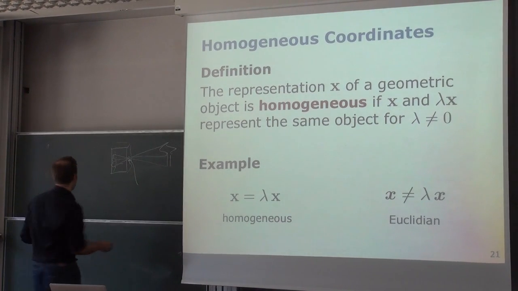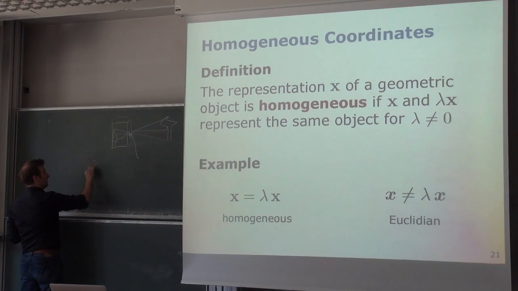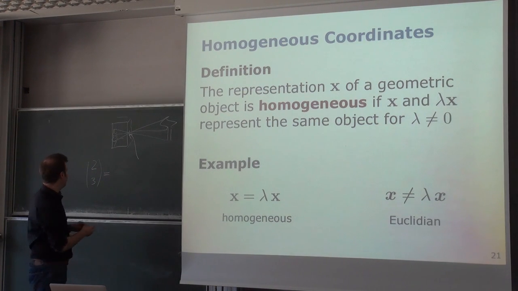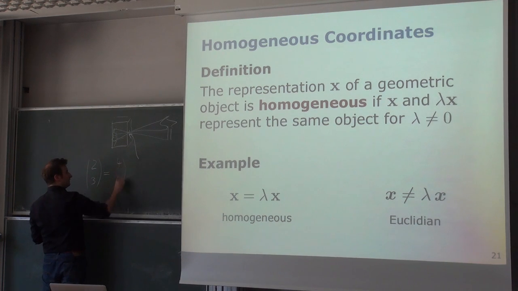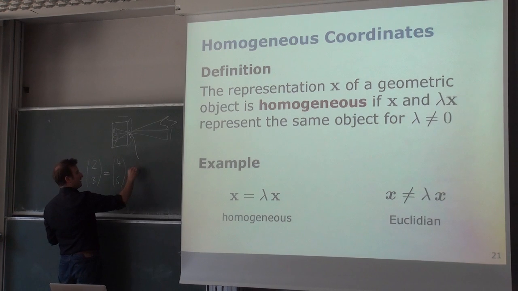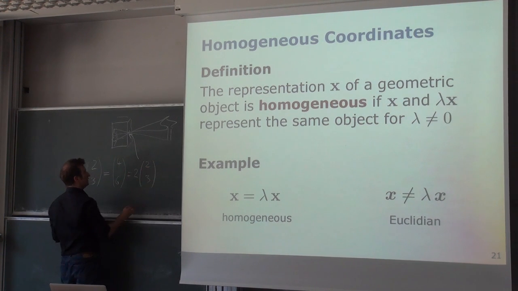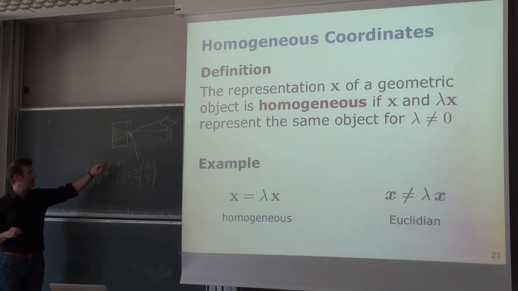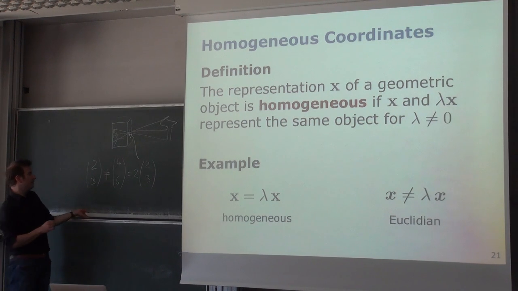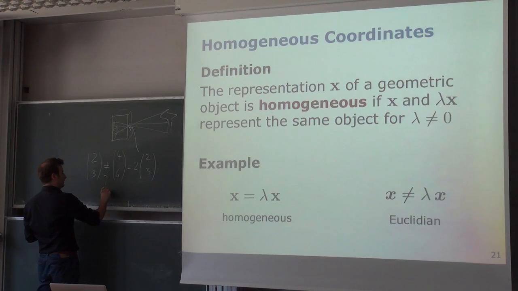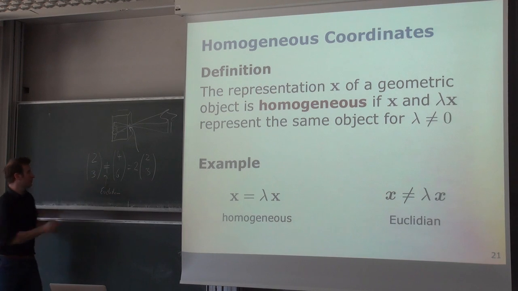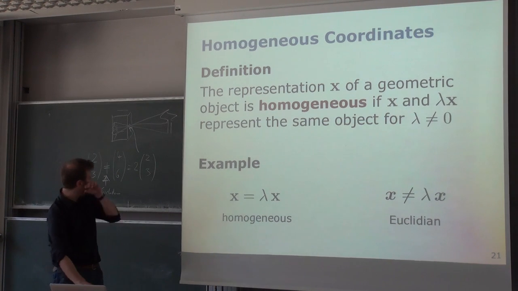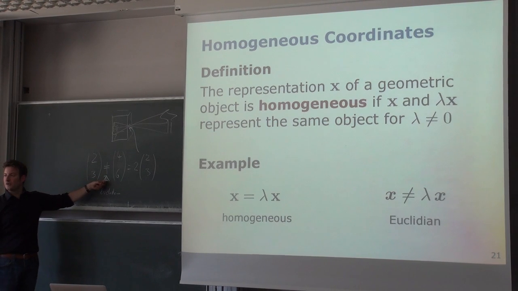You can make a very simple example. If you're in the Euclidean world and you have a vector, say 2, 3, and you ask whether this is the same as 4, 6, which we can express as 2 times (2, 3), then in the Euclidean world this is not the case, obviously, because (2, 3) is different from (4, 6). So in the Euclidean world, this does not hold. The homogeneous property does not hold.